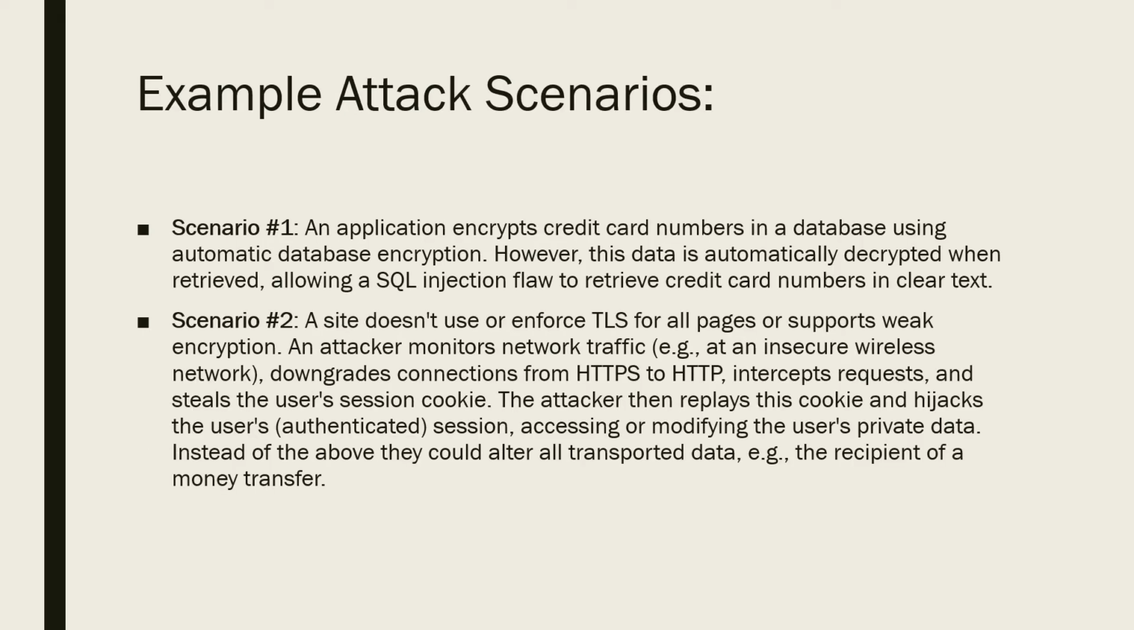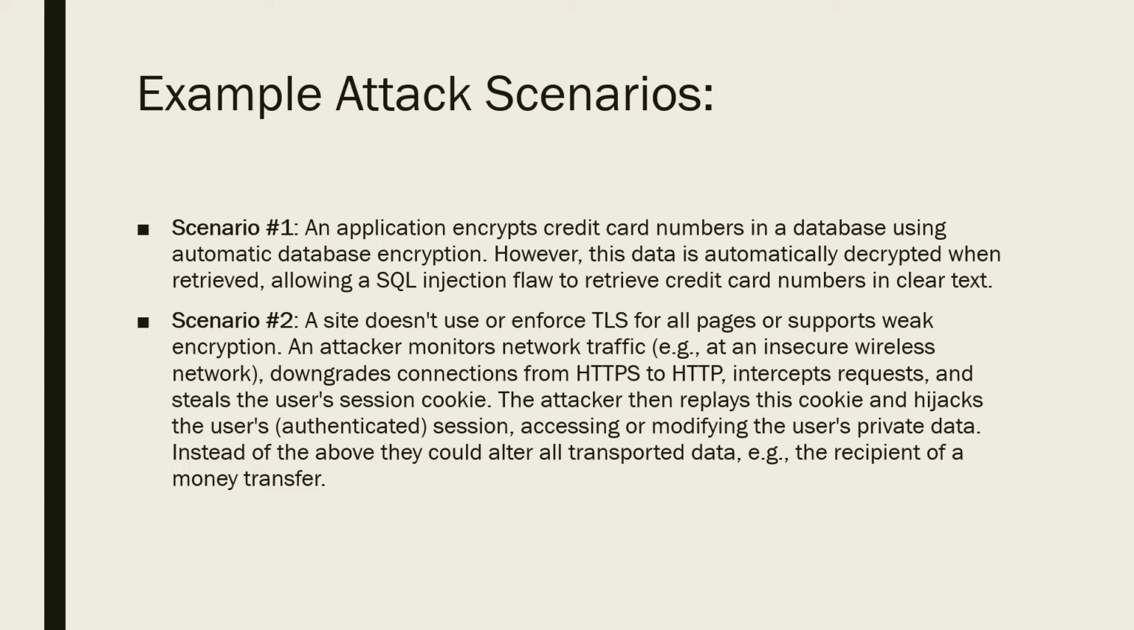Now let's look at some of the example attack scenarios. First scenario, an application encrypts credit card numbers in a database using automatic database encryption. However, this data is automatically decrypted when retrieved, allowing a SQL injection flaw to retrieve credit card numbers in clear text. In a situation like this, where an application is using automatic database encryption methods to encrypt the data, it is simply not enough. We need to find better methods to encrypt our data with more secure protocols. SQL injection attacks are very common with databases, and if a successful SQL injection goes through, the data is going to be available in clear text.